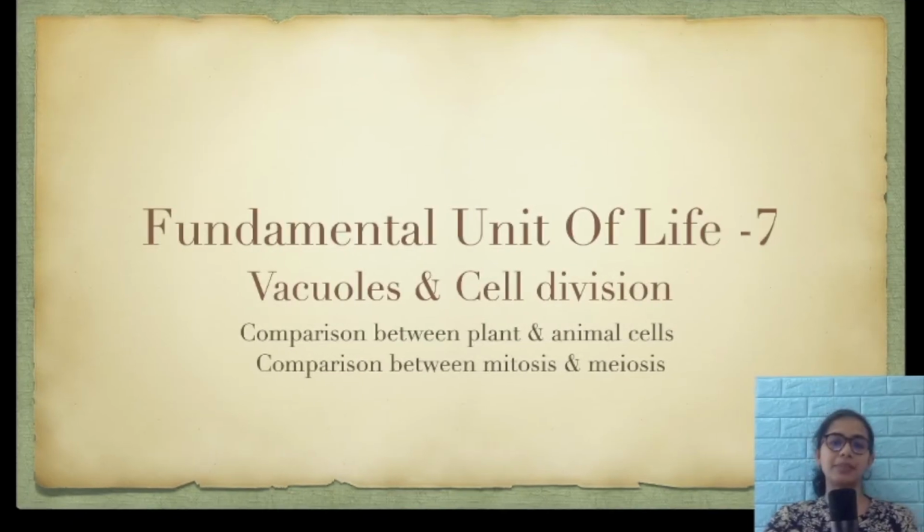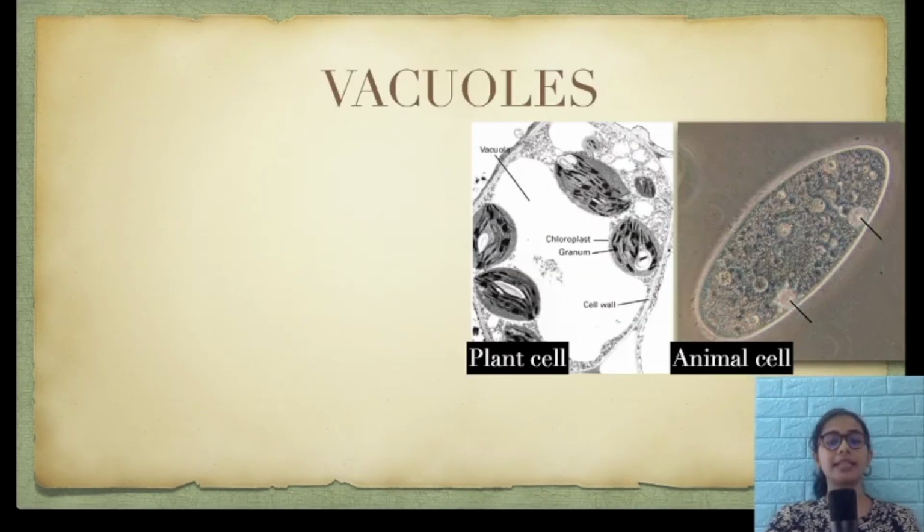So first, let's step into our first topic for the day, that is vacuoles. What are vacuoles? From the picture, what do you observe? The first one is the picture of a plant cell under the electron microscope, and you can see that there is a large vacuole. The big space in between is nothing but the vacuole.